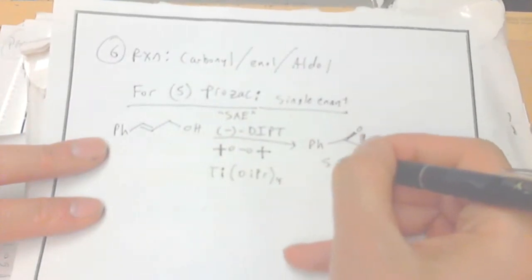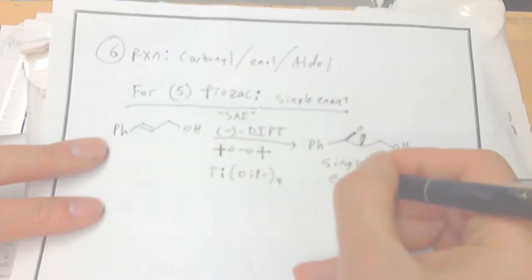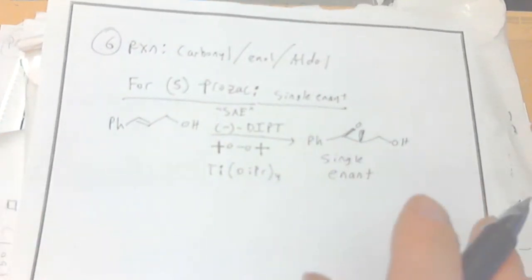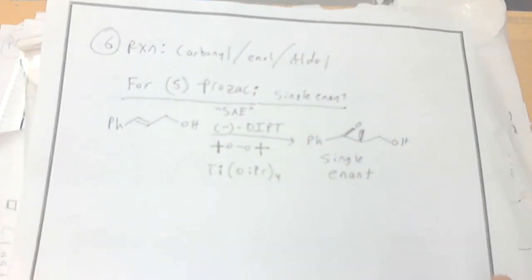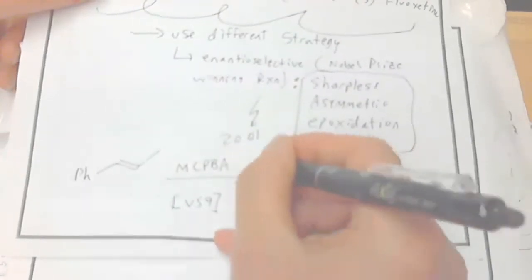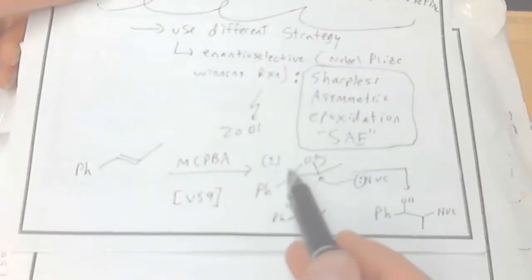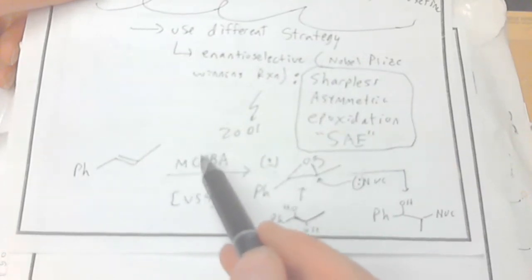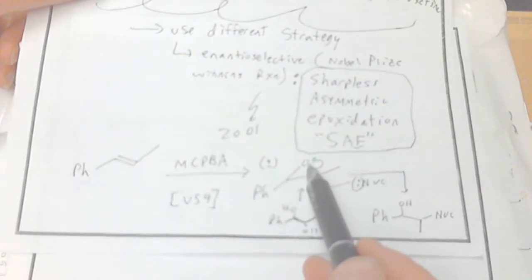As a single enantiomer. Okay, and let's just go back real quickly to my last page. To be clear, mCPBA doesn't do that. I mean, mCPBA makes a racemic mixture, right? This is plus-minus. This molecule is a racemic mixture because mCPBA doesn't have anything that would direct where the oxygen is going to be.